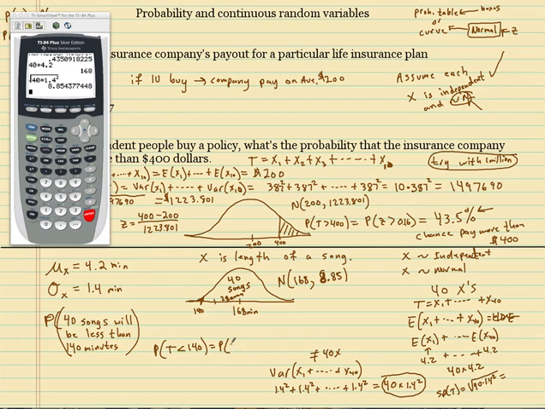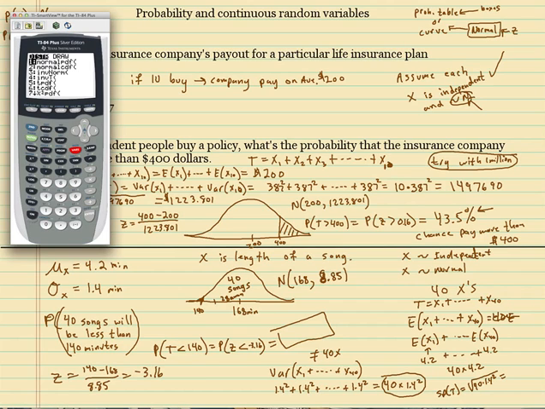Okay, so I need to turn that T into a Z. And I already got a rough idea of what the Z is. So Z equals 140 minus 168 divided by 8.85. So that's negative 28 divided by 8.85, which is negative 3.16. Negative 3.16. And I'll just put the answer here. That's my answer.